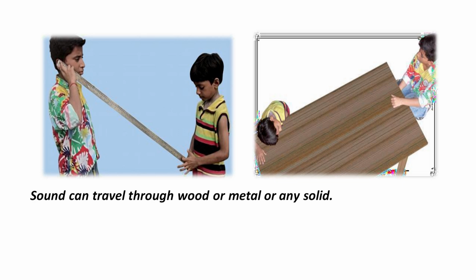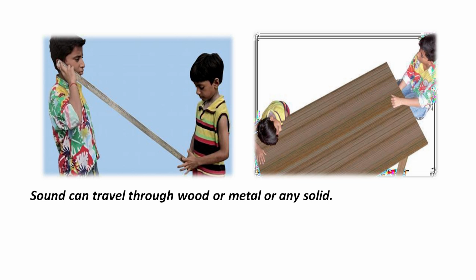Or any solid or any metal. Here you can see an example. Two boys are there. One boy is putting a steel scale on the ear, just vibrating the steel scale a little bit, and he can hear the sound produced by that vibrating steel scale. That means the sound is propagating in the steel scale, that is, the sound is traveling in the steel scale, that is, the medium is the steel.